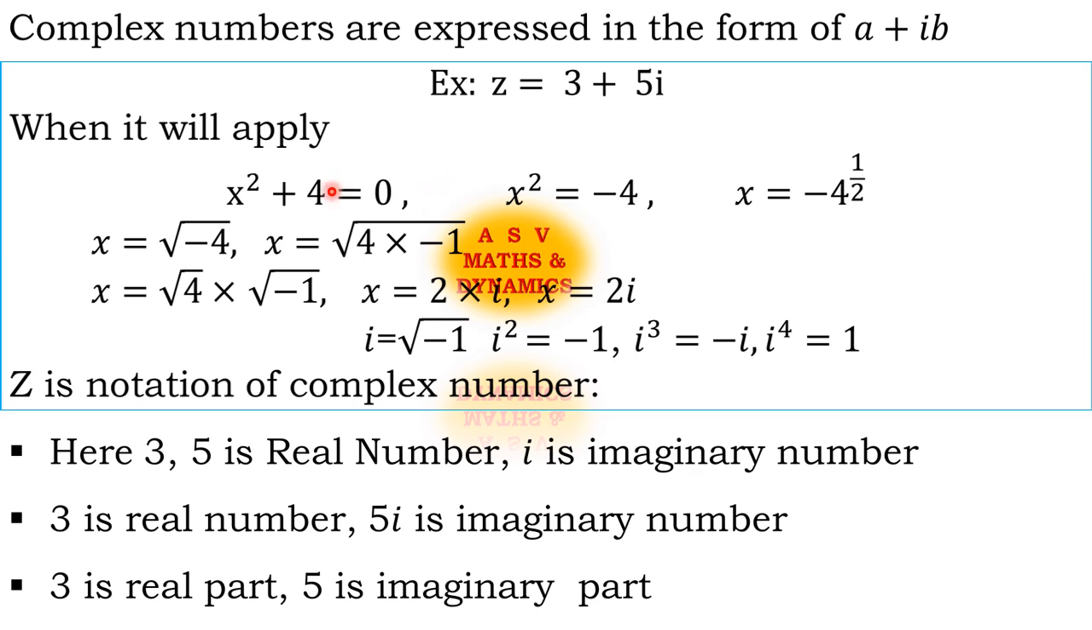I uploaded previous videos, please go through my YouTube channel. So next thing, the 2 goes to the right side, meaning in the power it will go to 1 by 2, negative 4 to the power 1 by 2. In the power 1 by 2, you know very well the value is root. So root x equal to root of negative 4. Then x equal to the root 4.